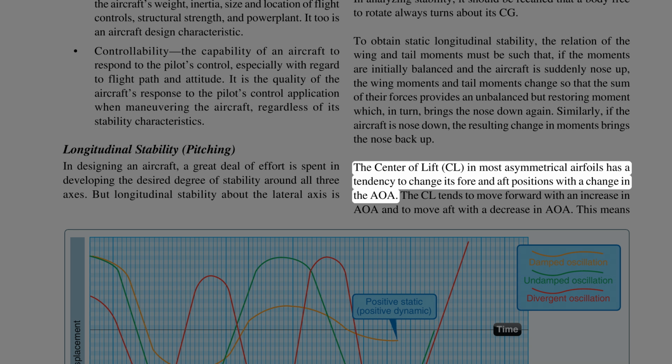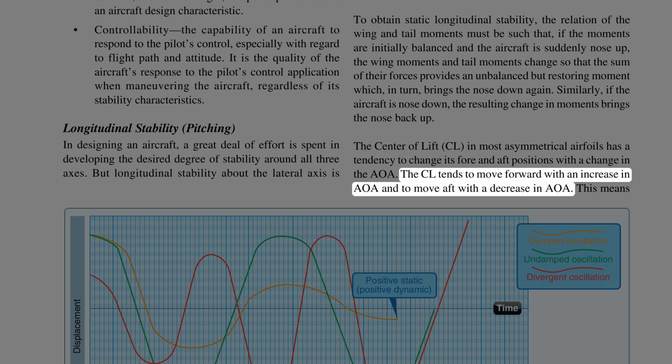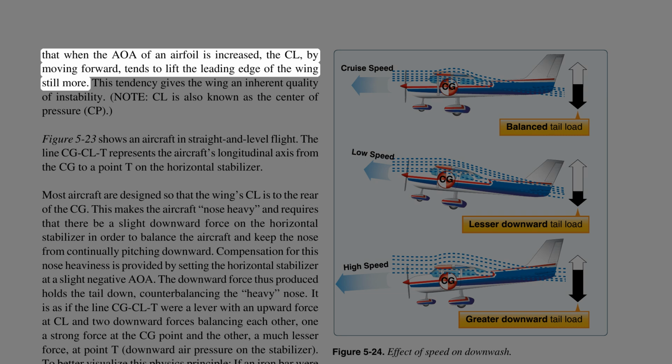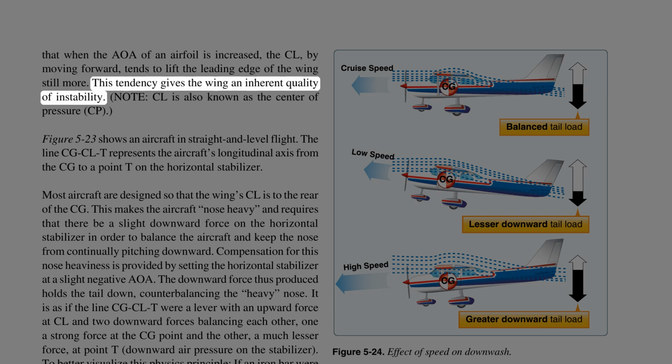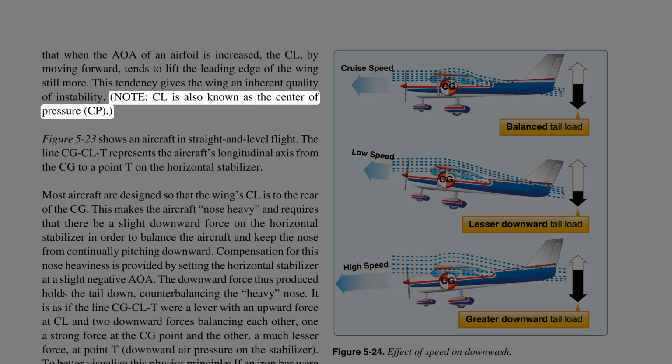The center of lift, CL, in most asymmetrical airfoils has a tendency to change its fore and aft positions with a change in the AOA. The CL tends to move forward with an increase in AOA and to move aft with a decrease in AOA. This means that when the AOA of an airfoil is increased, the CL, by moving forward, tends to lift the leading edge of the wing still more. This tendency gives the wing an inherent quality of instability. Note: CL is also known as the center of pressure, CP.